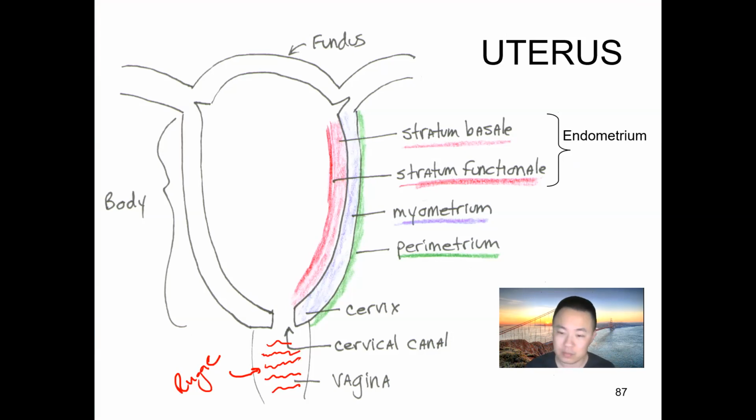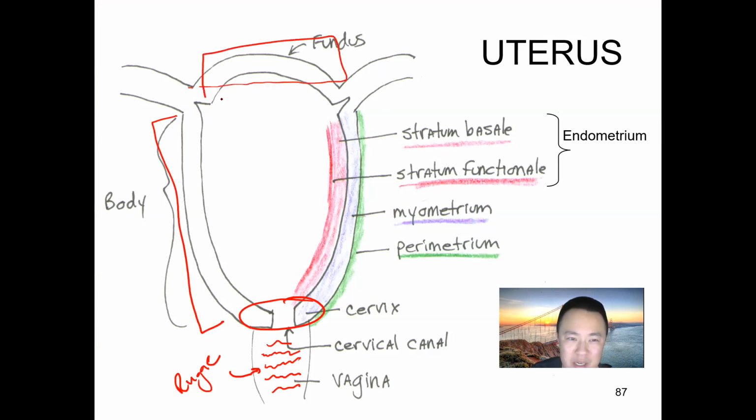We have here the cervix, and this whole piece here is the uterus. And here's the body of the uterus. The fundus is this upper portion here. And then we have the different layers of the uterus. We have the endometrium, which contains the stratum functionale and the stratum basale. We also have the myometrium, the muscle portion, which will contract in response to oxytocin, which we'll talk about later. And then we have the outer portion, which is the perimetrium.